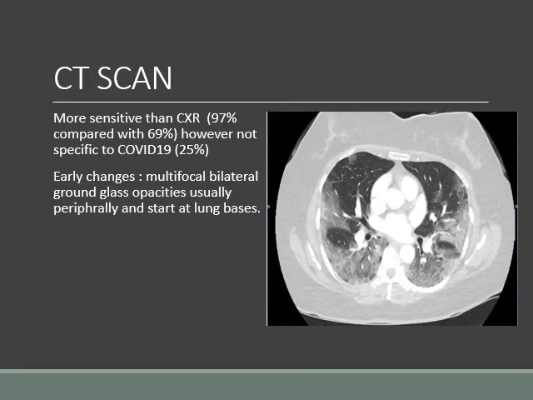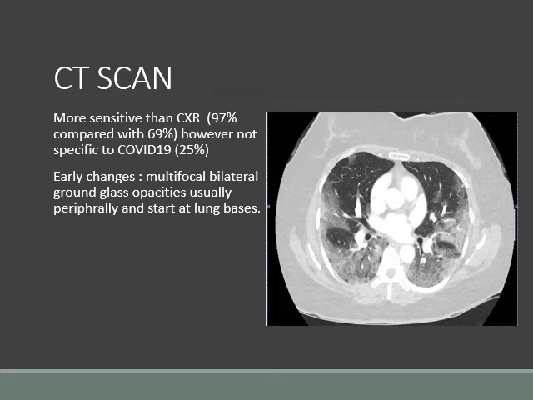CT scan is more sensitive than chest X-ray, but specificity again is not very specific to COVID-19. Changes can happen with other lung conditions, especially other lung infections like pneumocystis jirovecii, other viral infections like influenza. So these changes suggest COVID-19 during the pandemic, but it's not specific to COVID. It can happen with other conditions.